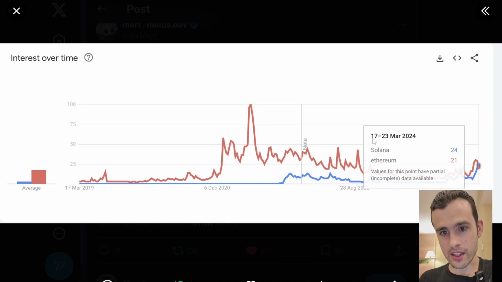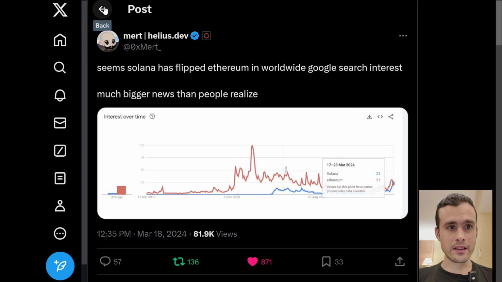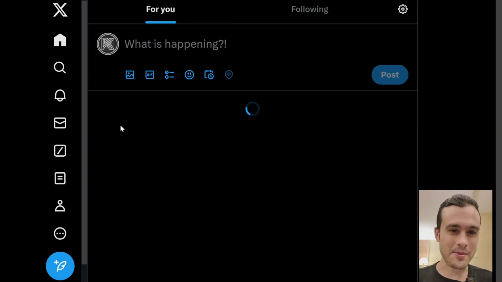So between the 17th to 23rd, well, obviously, we're not on the 23rd yet. It's kind of looking to the future, isn't it? But Solana's 24 and Ethereum's 21. So big time interest coming to Solana. And Ethereum's going to need to pull a rabbit out of its hat if it wants to keep up with Solana, I think, at this stage.